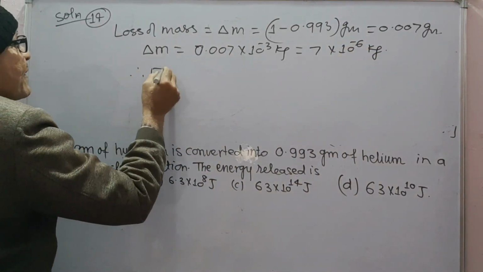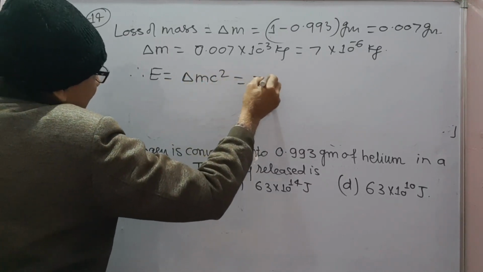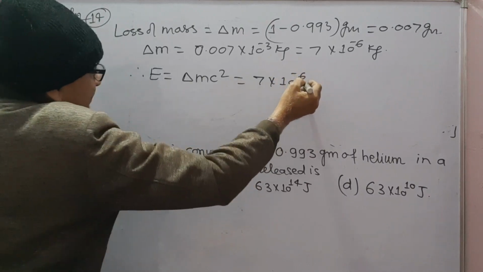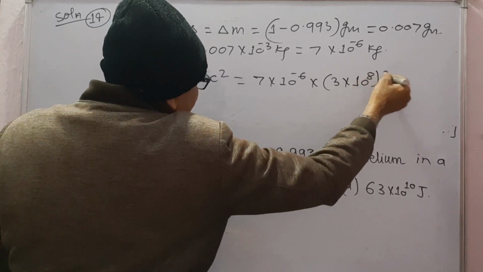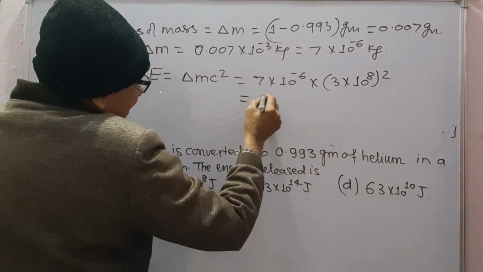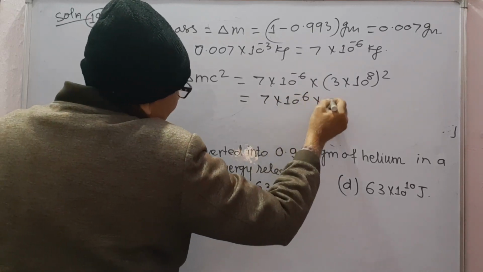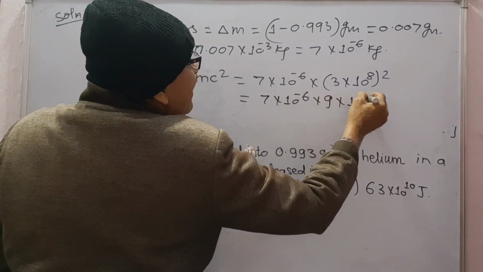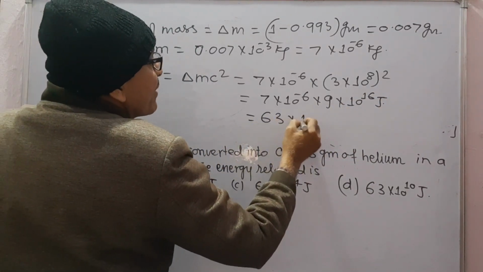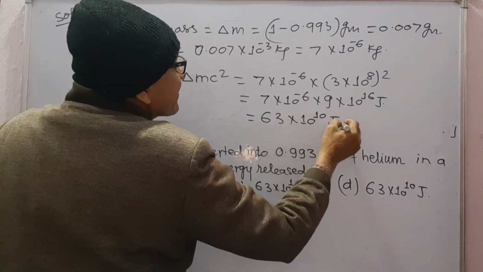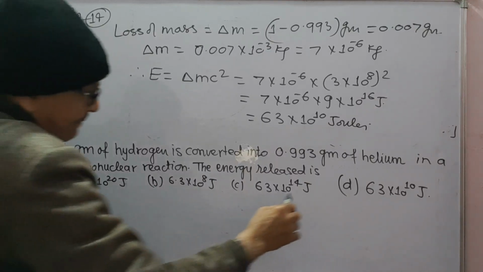Therefore, energy released will be equal to delta M into c square, 7 into 10 to the minus 6 into 3 into 10 to the power 8 square, which is 7 into 10 to the minus 6 into 9 into 10 to the power 16 joules, which is 63 into 10 to the power 10 joules. So the correct option will be D.